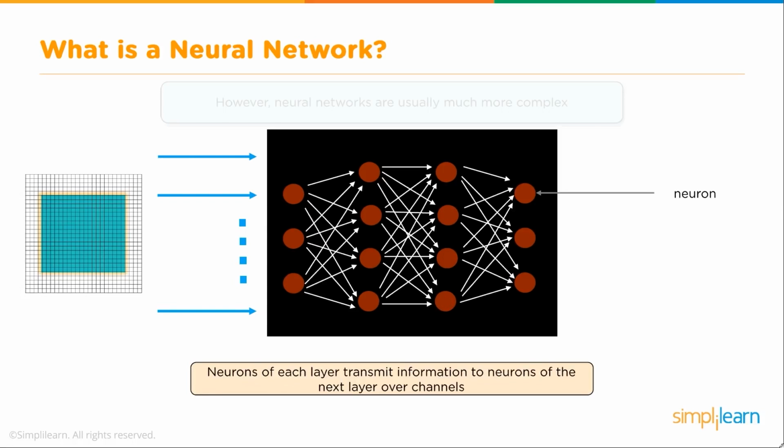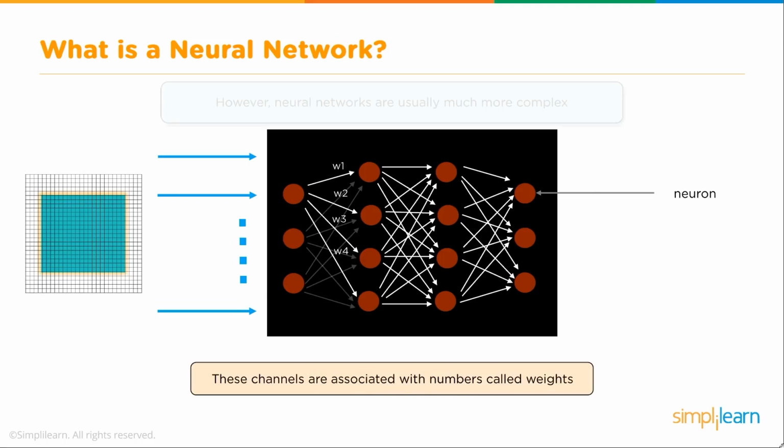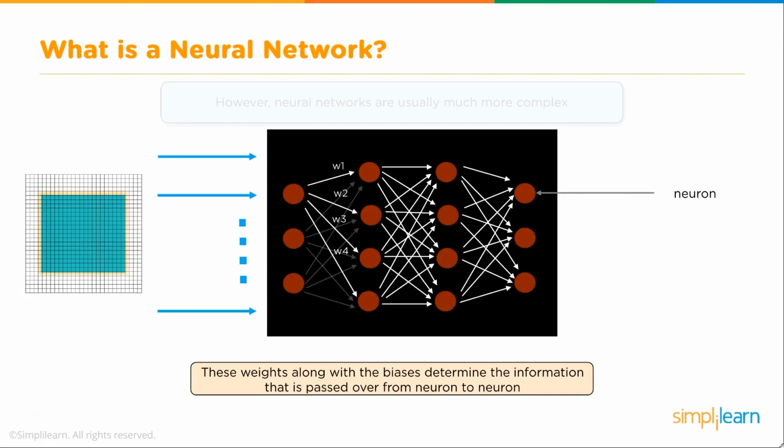Neurons of each layer transmit information to neurons of the next layer over channels. And so you can see each of our layers going through from left to right. These channels are associated with numbers called weights. These weights, along with the biases, determine the information that is passed over from neuron to neuron. So just like the bias is your y-intercept in Euclidean geometry, you could look at the one weight. Remember, this is very complicated, so we're not looking at just one weight. You could look at the weight as your slope of the line. Or if you're doing y equals mx plus c, it would be the m value.